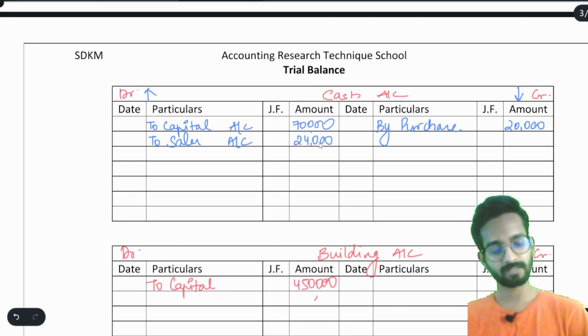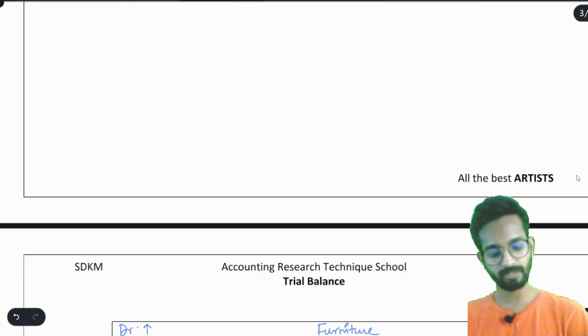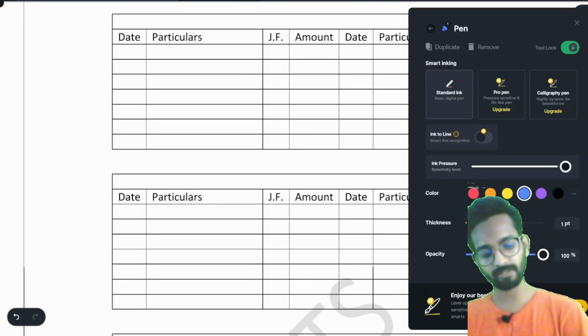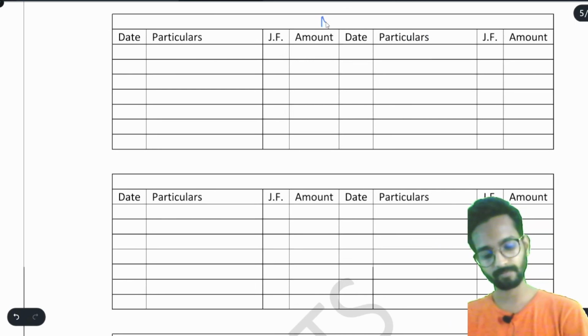24,000. Simple enough. Now where is the Mahira account? Mahira and sales account we have to prepare. So first we will write here Mahira. We have sold goods on credit, so Mahira becomes our debtor. Credit, debit. Mahira account debit to sales. How much goods we have sold to Mahira? 15,000. Then we will prepare sales account.